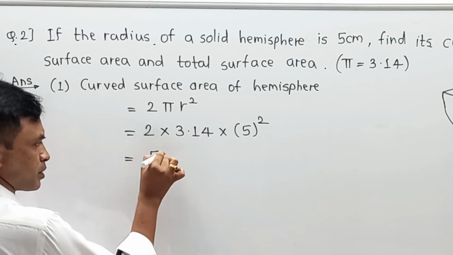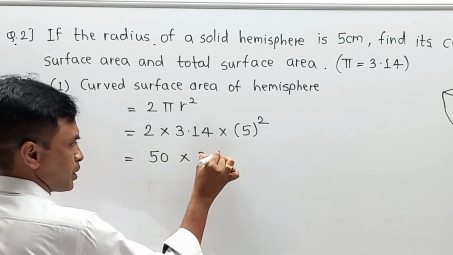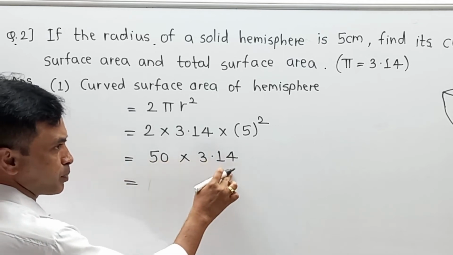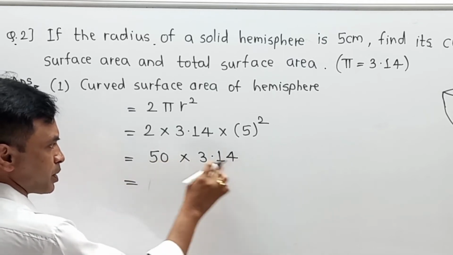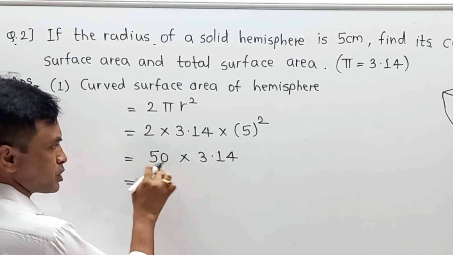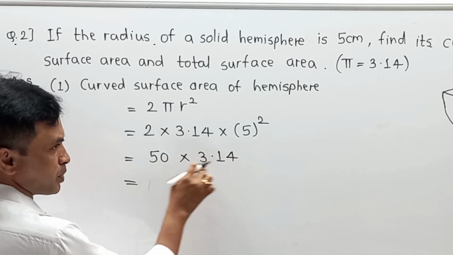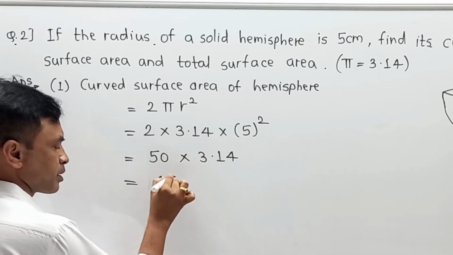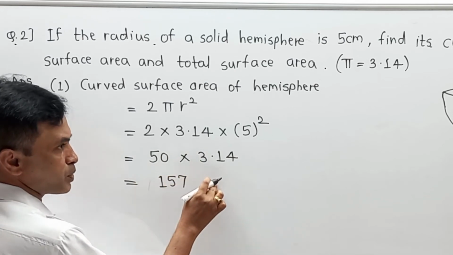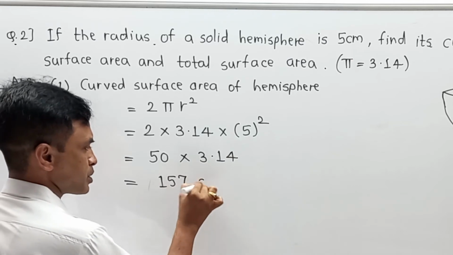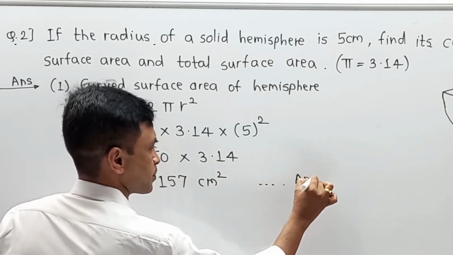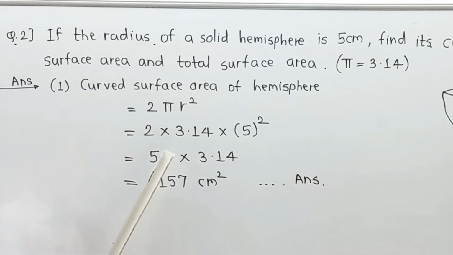So 50 into 3.14. Now the next simplification, 50 into 3.14. So it becomes 5 4s are 20, carry 0, 5 1s are 5, plus 2 is 7, 5 3s are 15. So it becomes 157.0, meaning 157 square centimeter, and that is our first answer. Student, I am going to do it directly, so please try to understand.